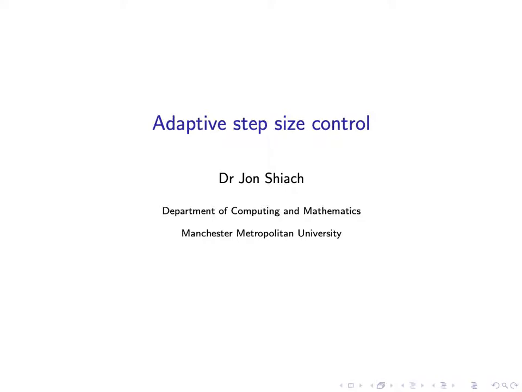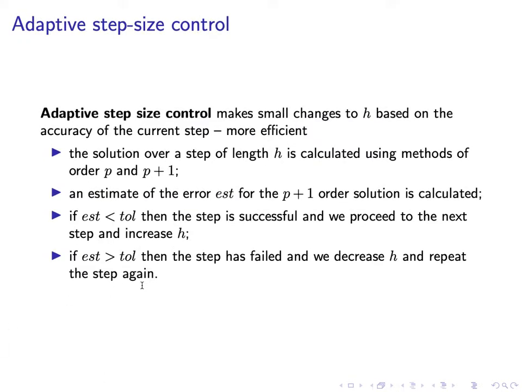I'll be talking about the use of step size control in Runge-Kutta methods. Okay, so we've talked about step doubling, and what step doubling did is it would calculate a single step of the Runge-Kutta method, and if that step was considered to be accurate enough, we'd move on to the next step.